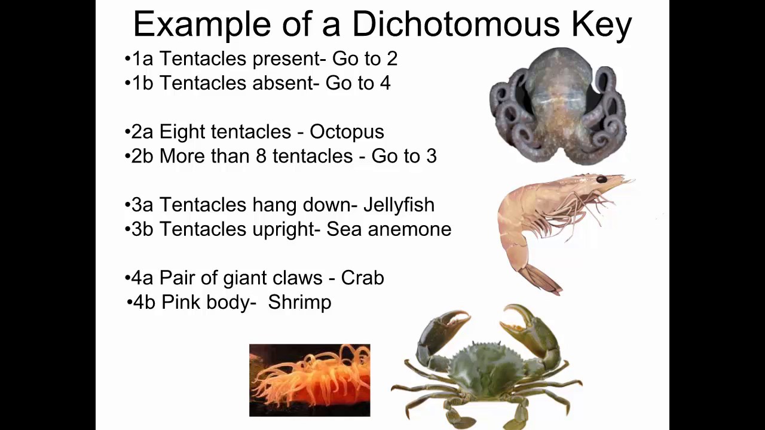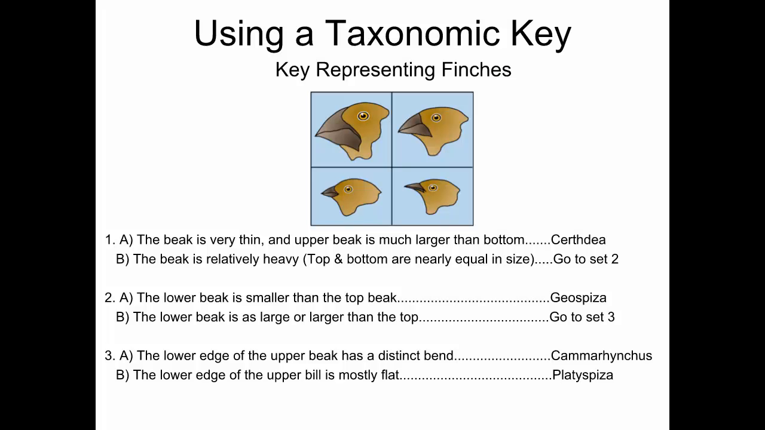Last one. Tentacles present or absent? Yes, present. I go to 2. Does it have 8 tentacles or more than 8? More than 8. I go to 3. Are the tentacles hanging down or are they upright? They're upright. And so this is a sea anemone. So following these steps allows us to identify an unknown species. Let's look at one more example.